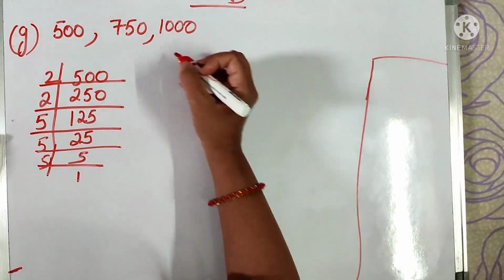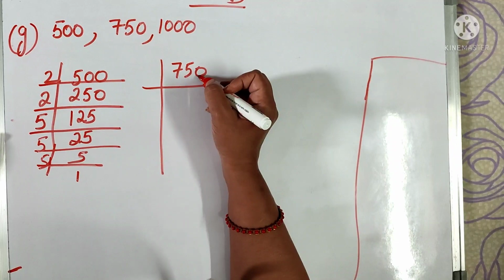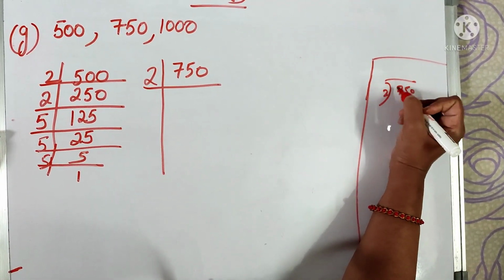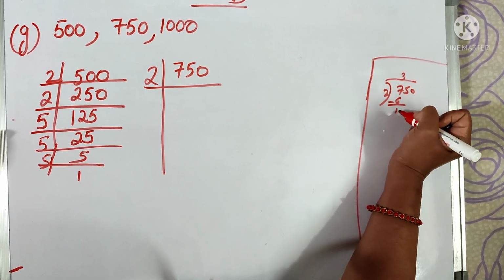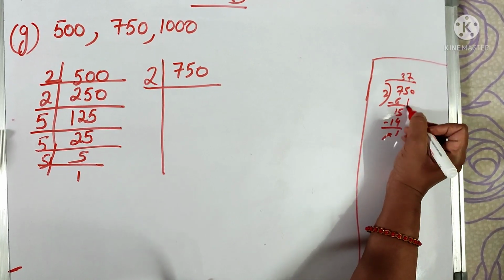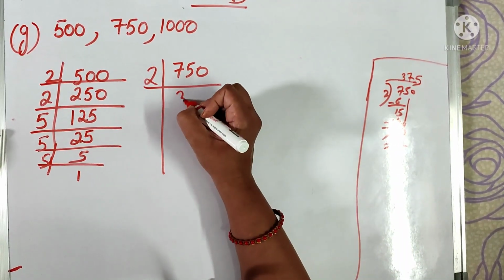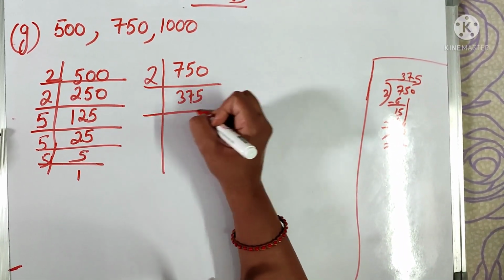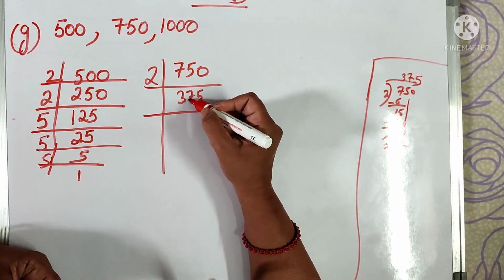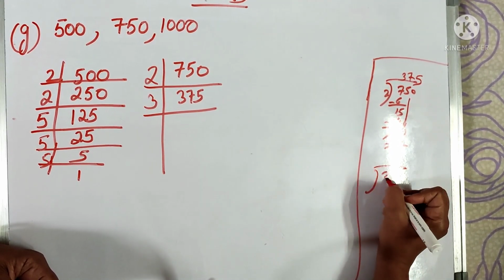Now we will prime factorize 750. Since the last digit is 0, it will go by 2. When I divide 750 by 2, either you can do it mentally or you can divide and find it out. 2 7s are 14, 0, 2 5s are 10. So we get 375. Now 375, just add the digits. 3 plus 7, 10. It will not go by 2. 10 plus 5, 15. It will go by 3. By which number will it go? Let us find it out.